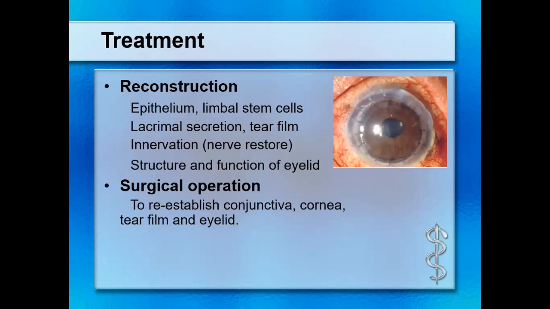The limbal stem cells are basically very important for the intact corneal epithelium as well as the conjunctival epithelium. So you have to graft stem cells over the limbus. Okay.